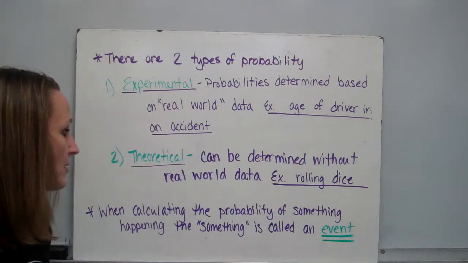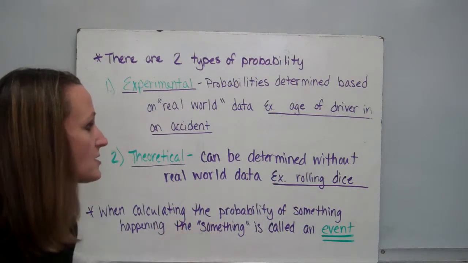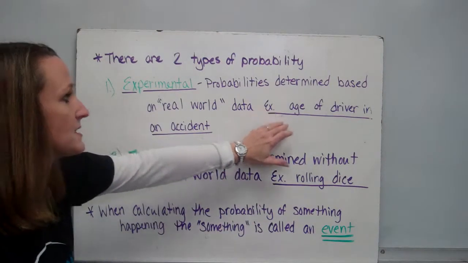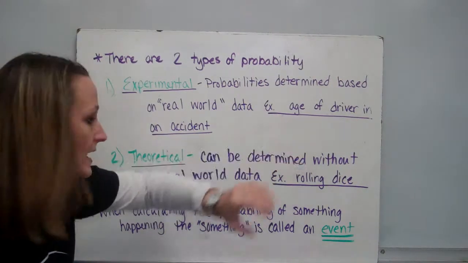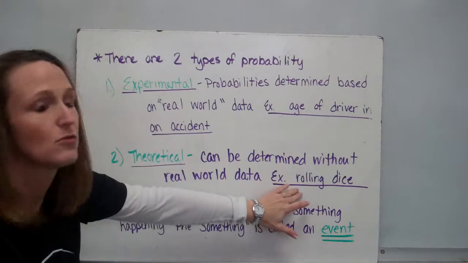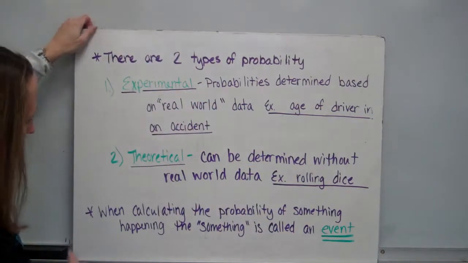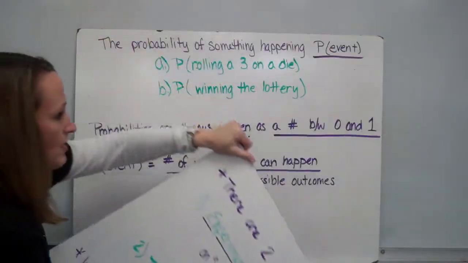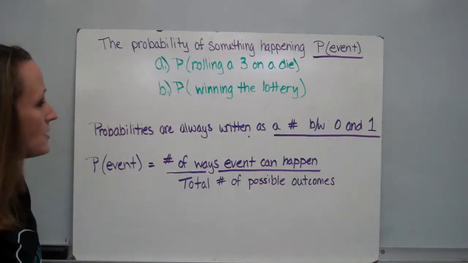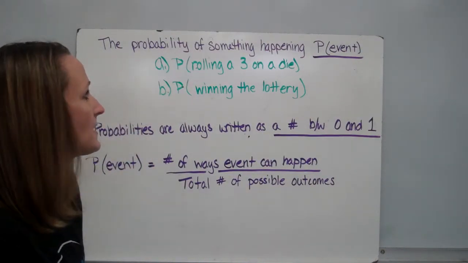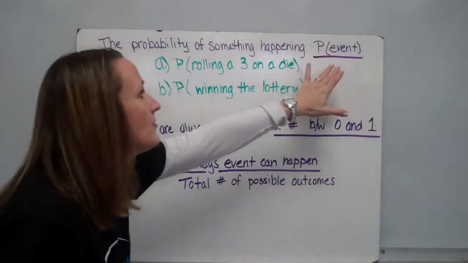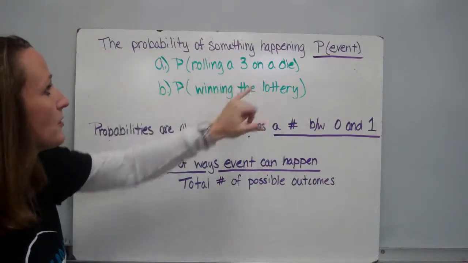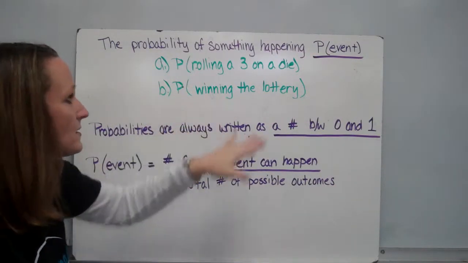When calculating the probability of something, the something is called an event. So in this case, the event is the age of the driver in an accident. And in this one, the event is rolling a dice. So we're looking at events when we talk about probability. Okay, so when we want to write the probability of something happening, we write the P of the event. For example, P of rolling a 3 on a dice, or P of winning the lottery.